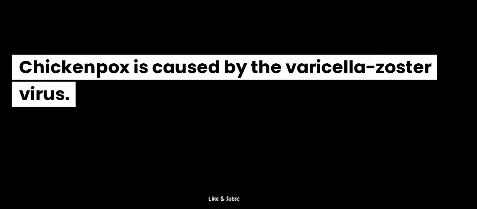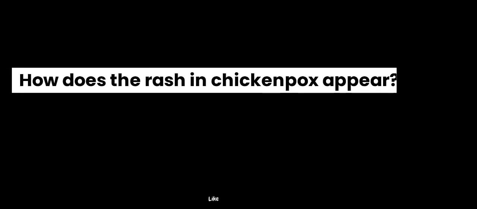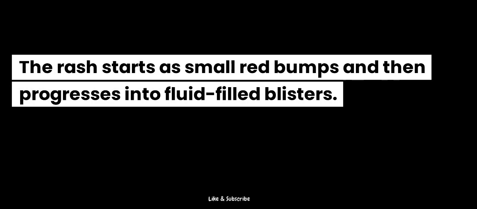Chickenpox is caused by the varicella zoster virus. The rash is a result of the virus multiplying in the skin cells. 3. How does the rash in chickenpox appear? The rash starts as small red bumps and then progresses into fluid-filled blisters. Eventually, the blisters break and form scabs.